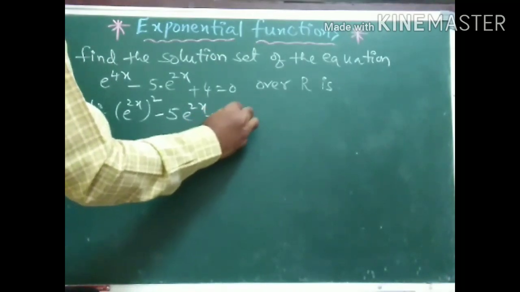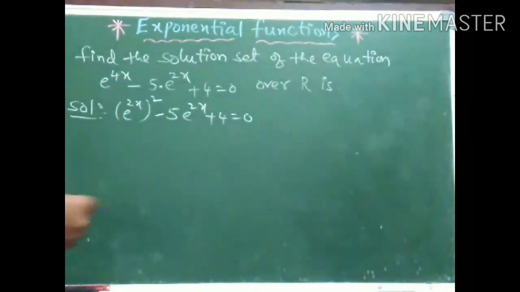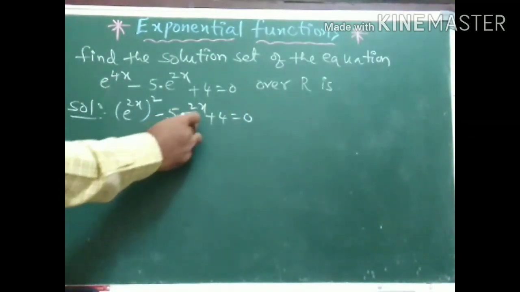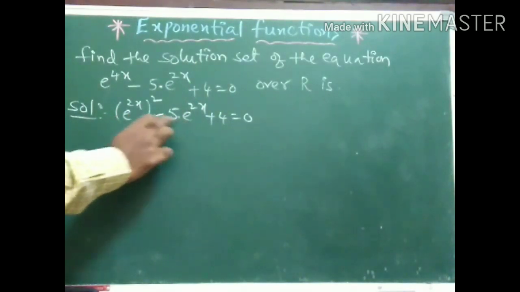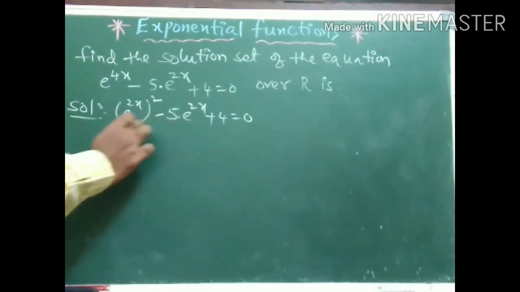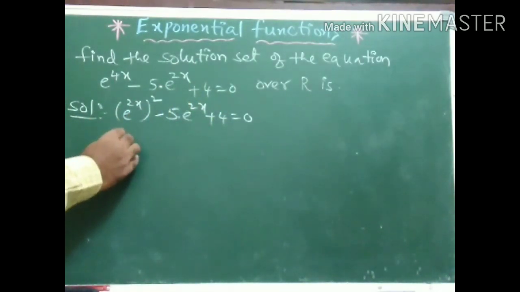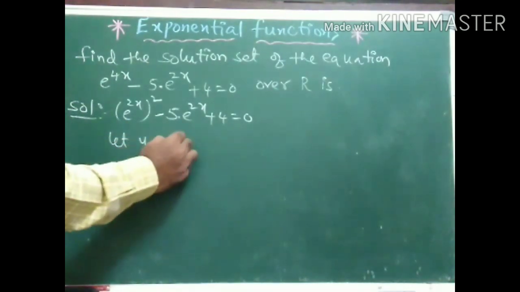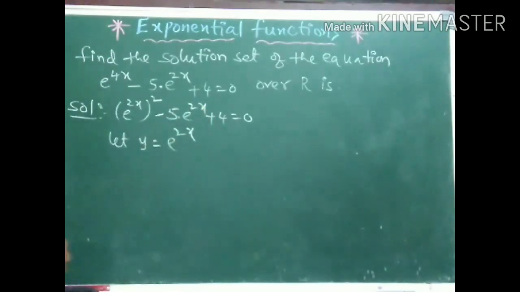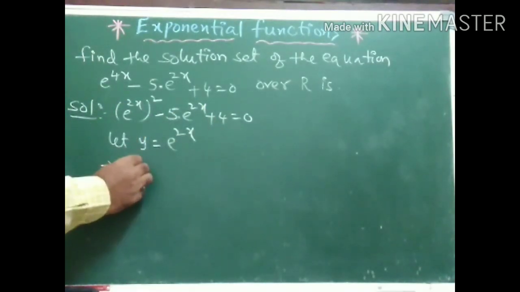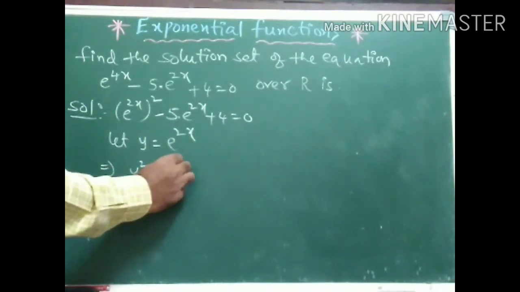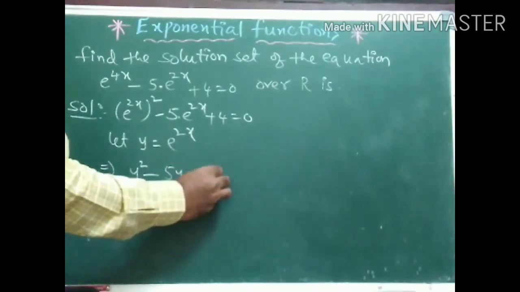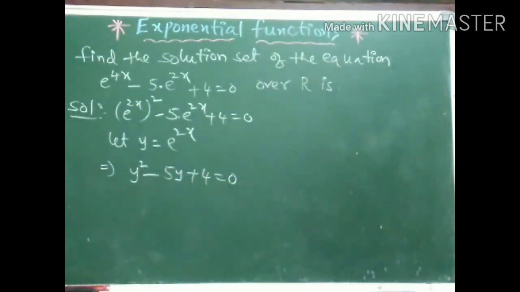So this is common, the rest of the part is common. This is minus 5 into e to the power of 2x. Now e to the power of 2x is the term which is common in both. So let it be some y. Let y equal e to the power of 2x. Hence the above equation becomes y square minus 5y plus 4 is equal to 0.